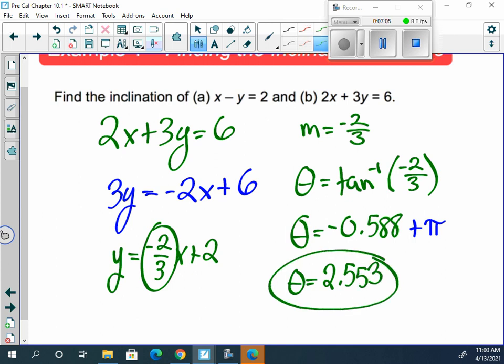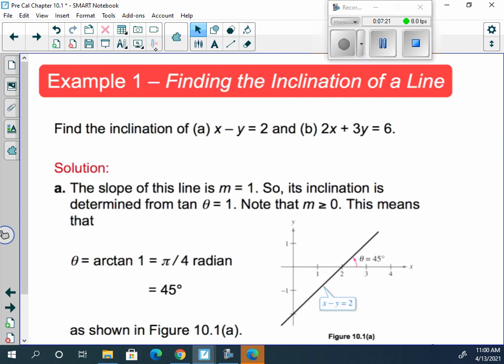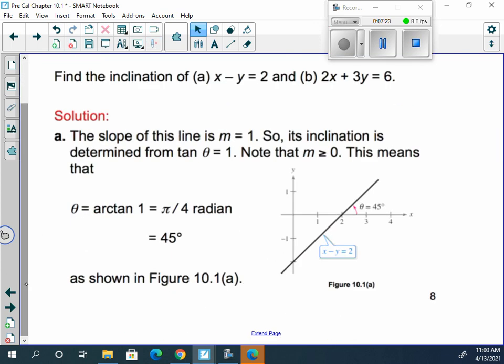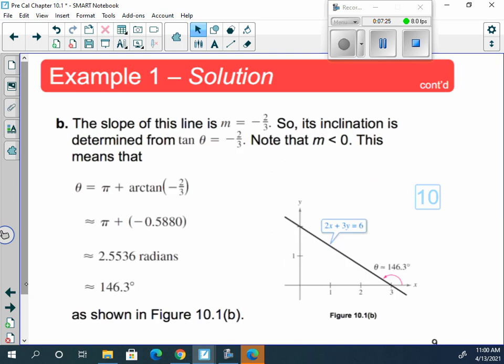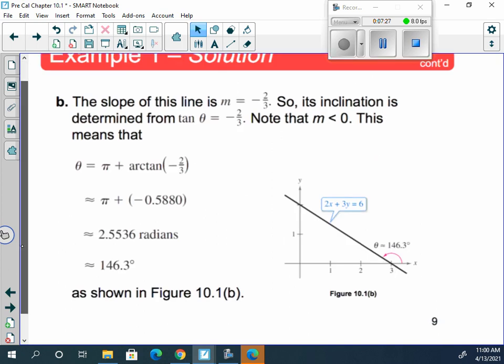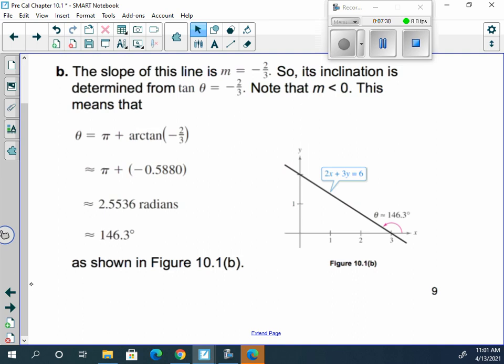So our angle of inclination is 2.553. And unfortunately, it doesn't give us a nice angle for this one, but it is what it is. Any questions on either of these two here? So the first one we have is 45, or pi over 4, and 2.553, or 146.3 degrees. And that's it. Any questions on any of this here?